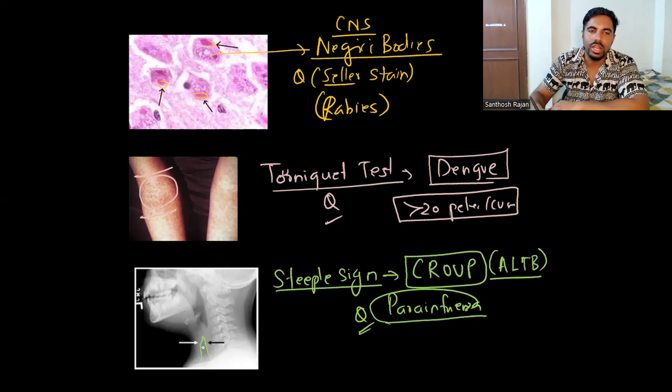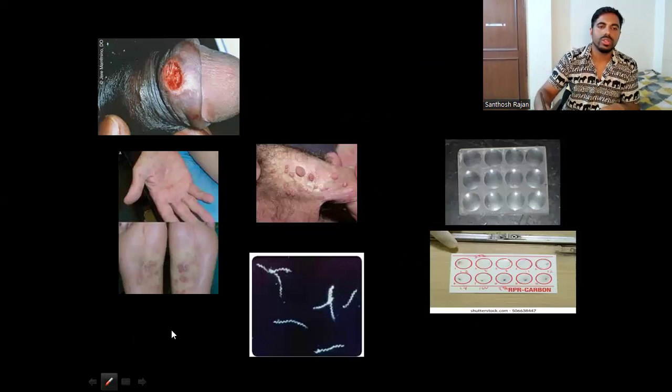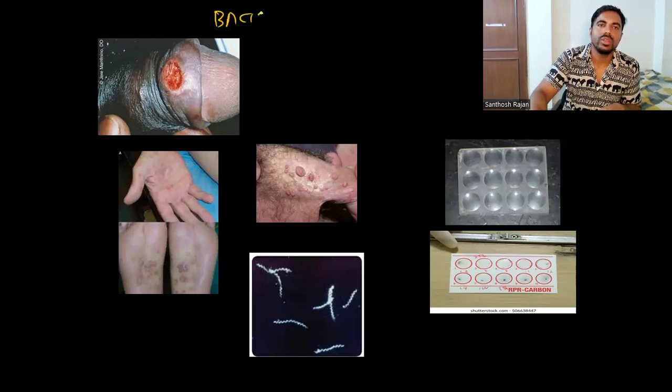Okay. One is here, the other one is epiglottitis. Epiglottitis means it's H. influenzae. Okay, we need not worry about it now. Now we are going to the bacteria. Wow, we are in the bacteria part. In bacteria, you should know only a few things.